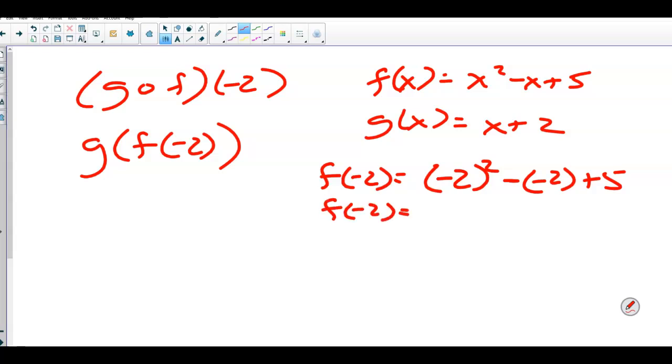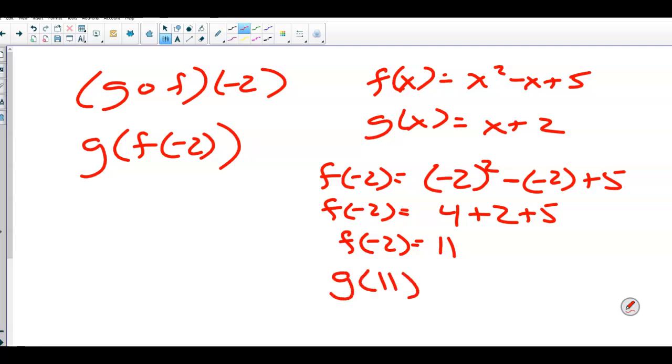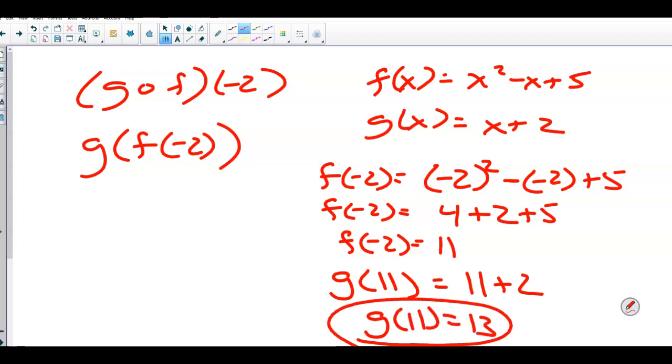Well, negative 2 squared is 4, minus a negative 2 is plus 2, plus 5. So f of negative 2 is 11. And now I can replace my f of negative 2 with 11. So g of 11 equals 11 plus 2. We put the 11 in wherever you see x, and we get 13. And that's our answer. Okay? You deal with the f first, then the g.